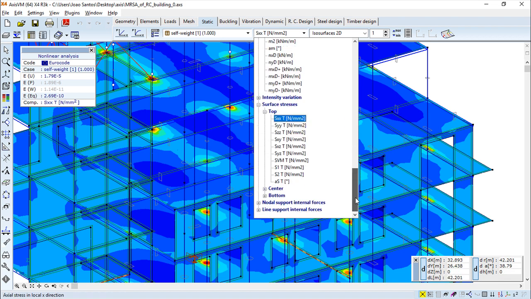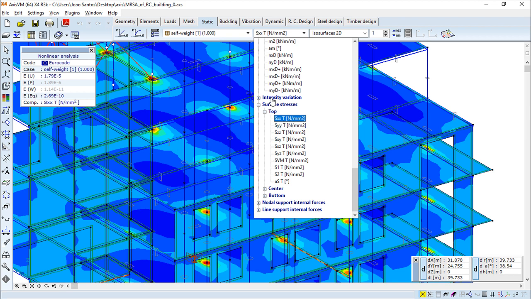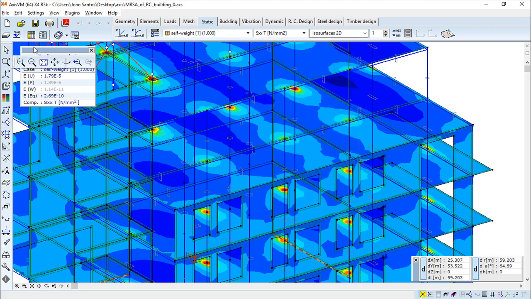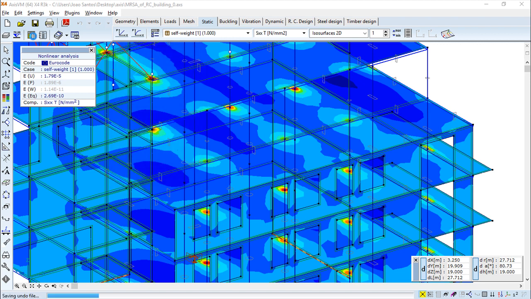So besides these things, we have, as you can see, also intensity variations. There are many different interesting details. I will take this out, I will open again the table browser.